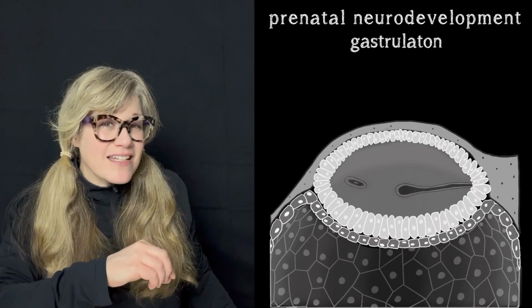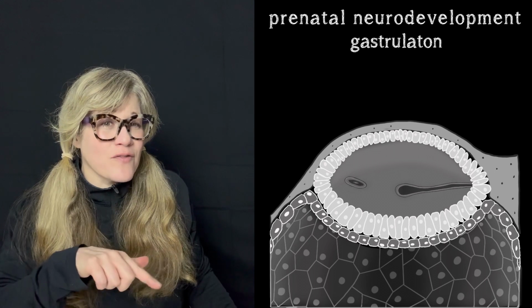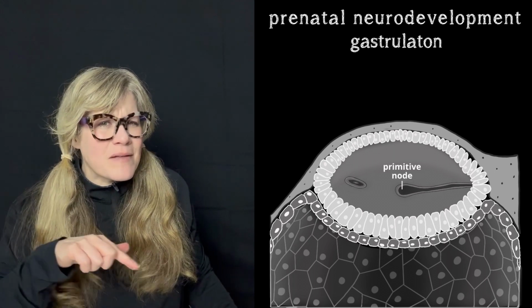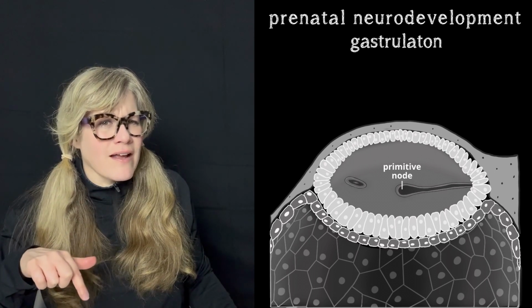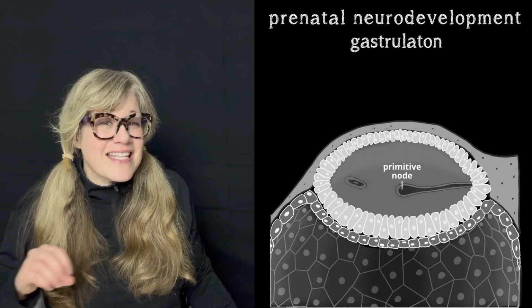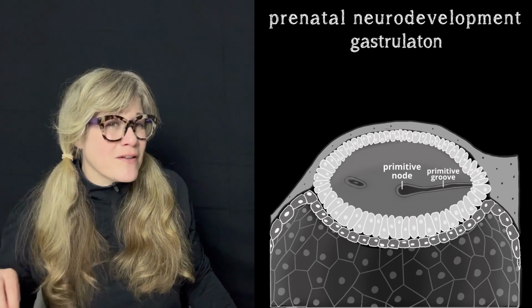At the cranial end of the primitive streak, cells start dying off to form a circular depression called the primitive node, or pit. And cells in the middle of the primitive streak also start dying off to form a depression that runs the length of the streak towards the caudal end. This long depression is called the primitive groove.